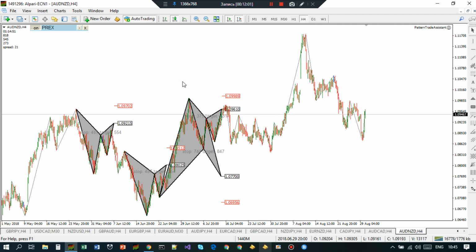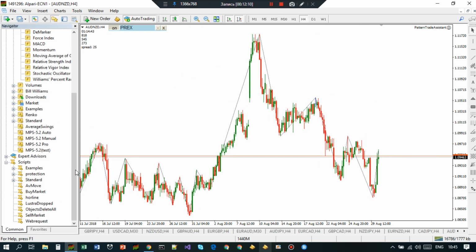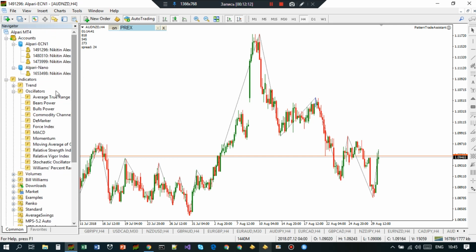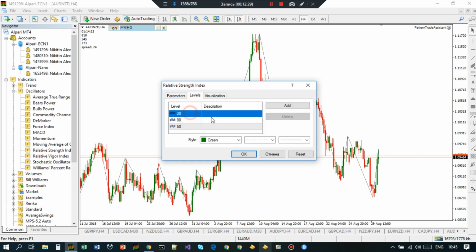Well, now let's talk about the entry and exit method that I would suggest, and you would do the backtest maybe of this method. So first of all, you need to apply the relative strength index with a period from 4 to 7, somewhere around 4. Okay, let it be 5. Disable this fixed maximum. You go to levels and you enable 20, 80 and 50.